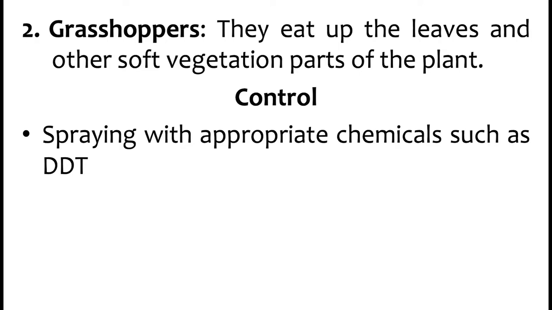The second one is the grasshopper. They eat up the leaves and other soft vegetation of the plant. So how do you control this grasshopper? We control them by spraying the appropriate chemicals, such as DDT.